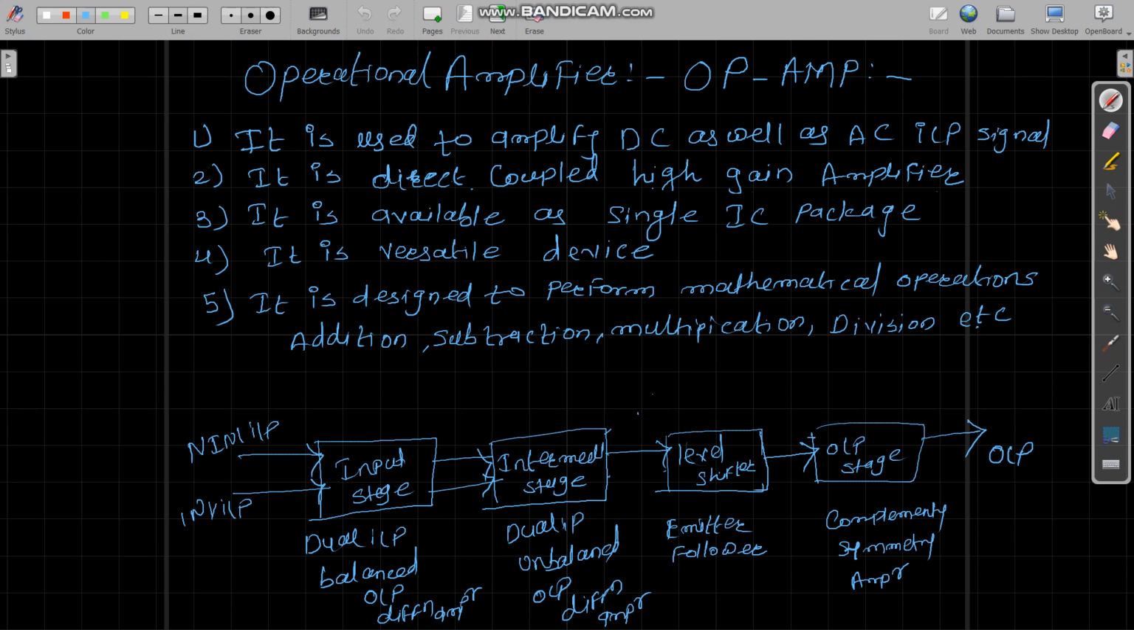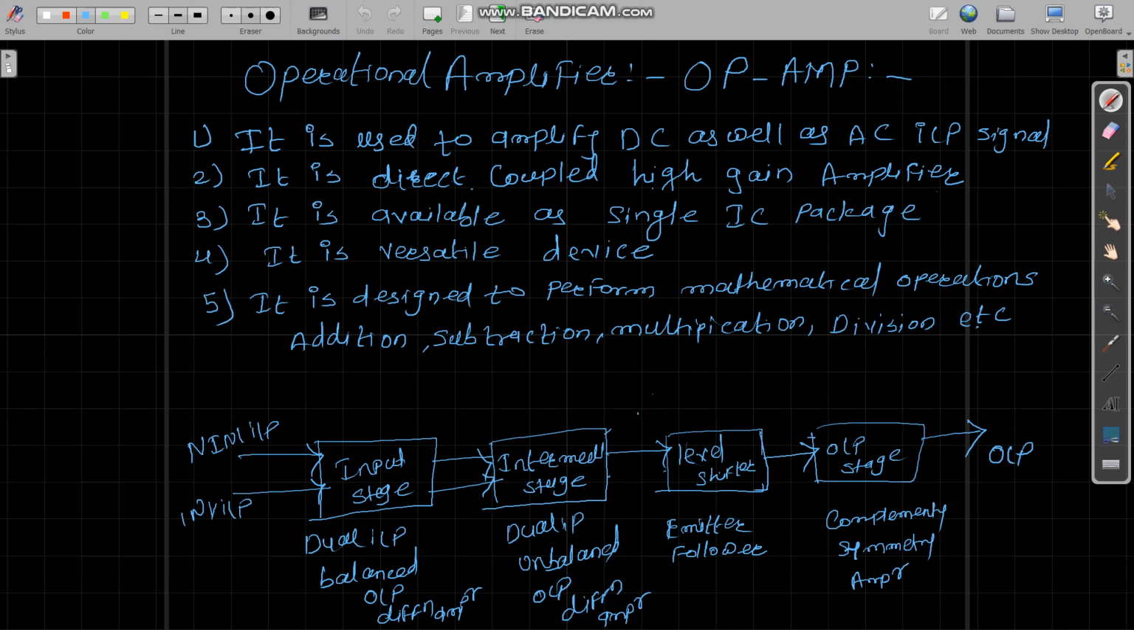So now let us see the block diagram of the operational amplifier. We know that the operational amplifier is a multi-terminal device. That means more than one input is provided to it and one output comes from the op-amp. The two inputs which we are giving to the operational amplifier are the non-inverting input and the inverting input. What is that? We will see.